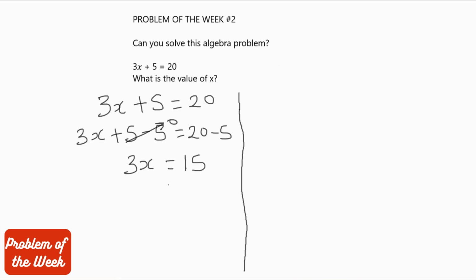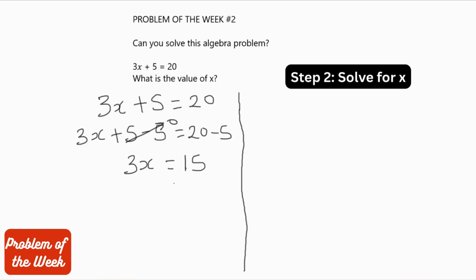Step 2 is to solve for x. Now we divide both sides by 3. So we have 3x over 3 equal to 15 over 3. The 3s cancel, so we have x equal to 15 divided by 3, which is 5. So our answer is x equal to 5.